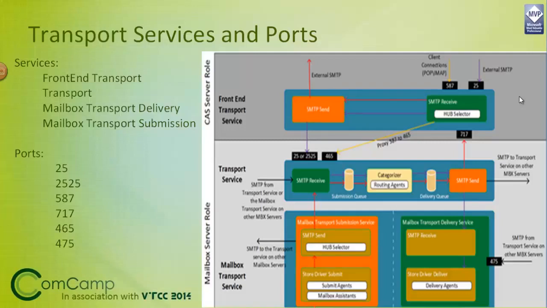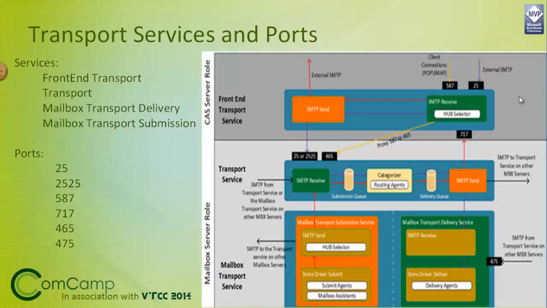I'll talk about port 2525 first. Port 2525 comes into the picture if the CAS and mailbox server roles are together on the same server. Then the transport service will listen on port 2525 for all incoming emails in place of port 25. This is for a simple reason: the two services cannot run on the same port. When you install both roles together, it becomes like two SMTP components installed on the same server, which cannot run on the same port. So that's why it uses port 2525.